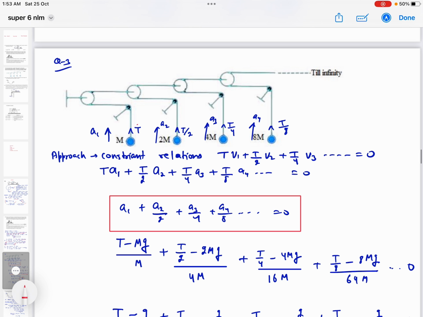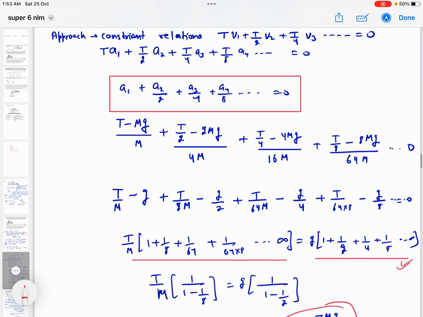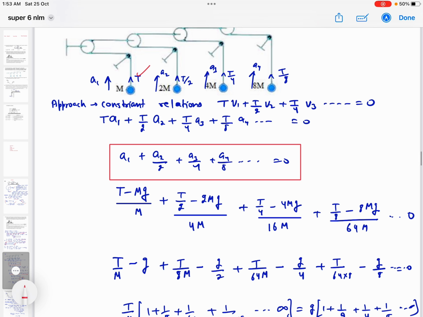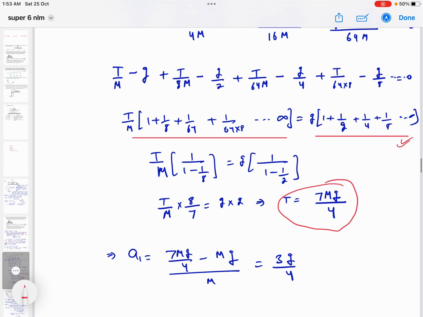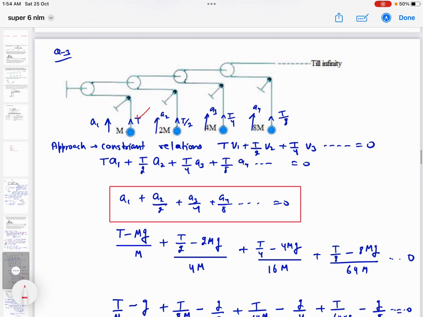So this tension we are getting as 7mg by 4. It means the acceleration is (7mg by 4 minus mg) divided by m, so you are getting 3g by 4. That is the acceleration. Okay. There are other methods for this question also available in the market, but that is the original one, beta. Whenever we have any infinite system, we can apply a constraint relation like this.